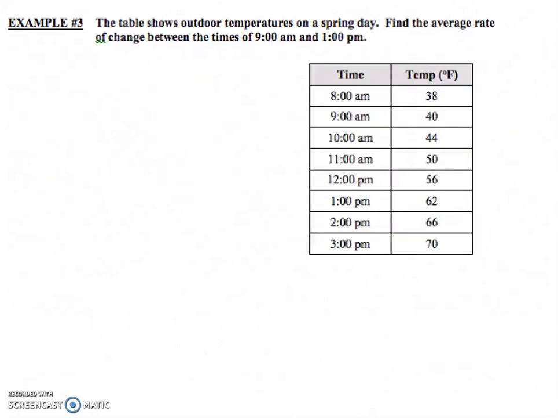The next example shows outdoor temperatures on a spring day in table format. It says find the average rate of change between the times 9 a.m. and 1 p.m. Okay?